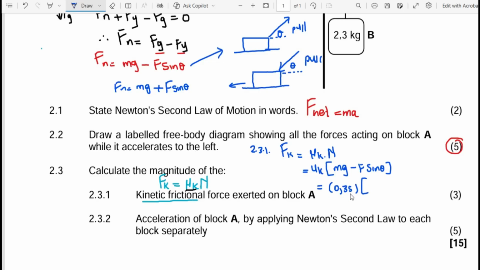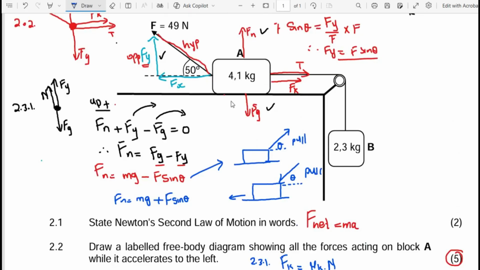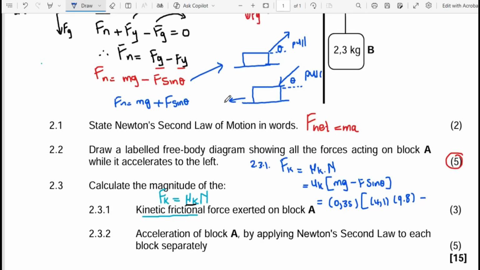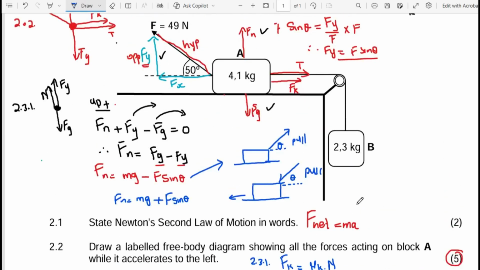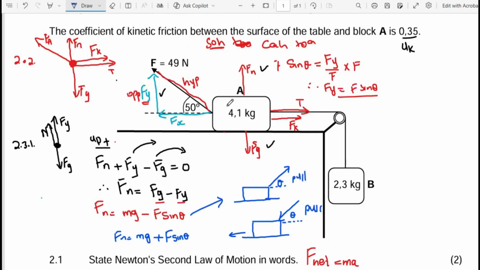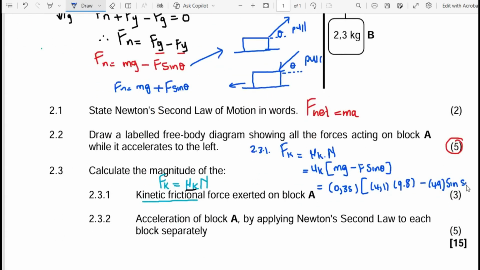And then we have the mass of block A. When I look at this, block A is 4.1. So I'm just going to substitute my mass as 4.1 multiplied by the gravitational force 9.8 minus F. What is the applied force then? 49 newtons. So I'm just going to put 49 newtons there, and the sine of that angle, and the applied force is applied at 50 degrees. So this will be the sine of 50.